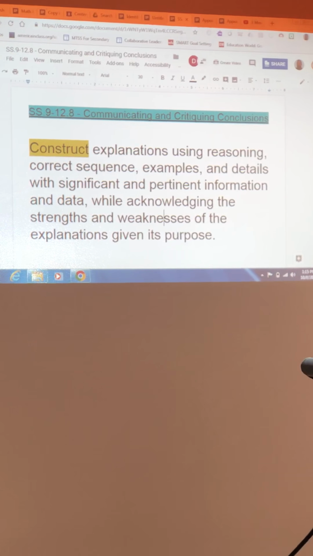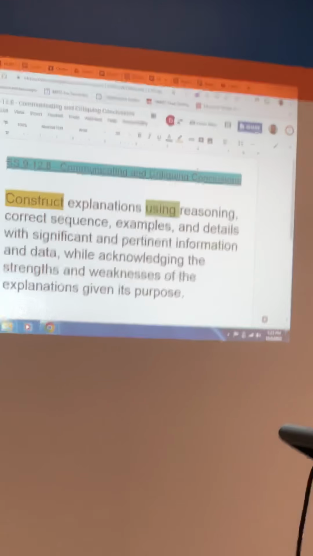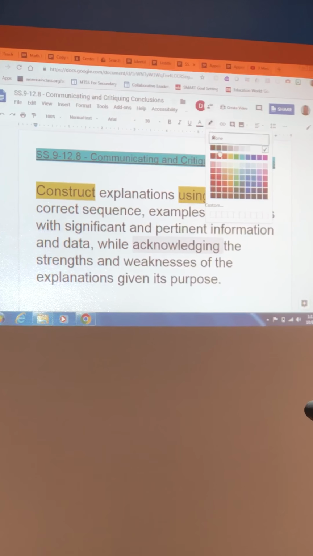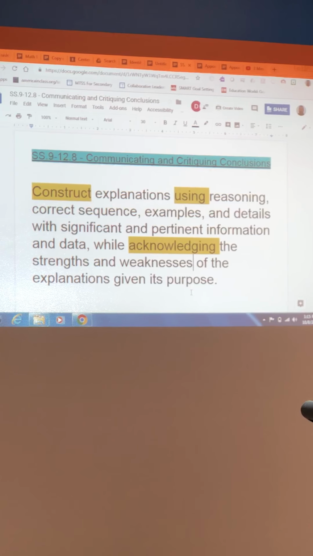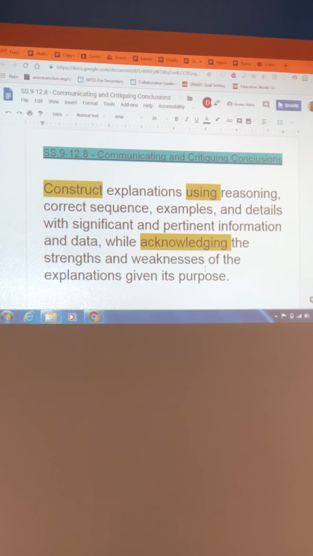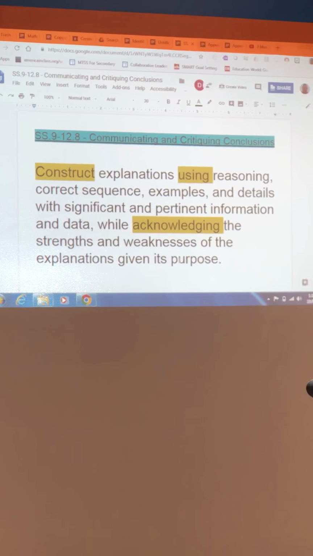We highlighted using. So that's a verb. We highlighted acknowledging. That is also a verb. So I keep looking for verbs, and I see that those are the only 3 verbs within this standard.